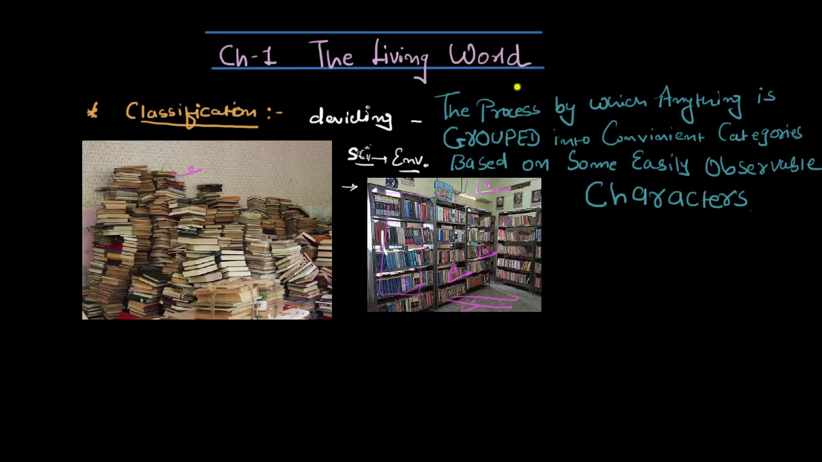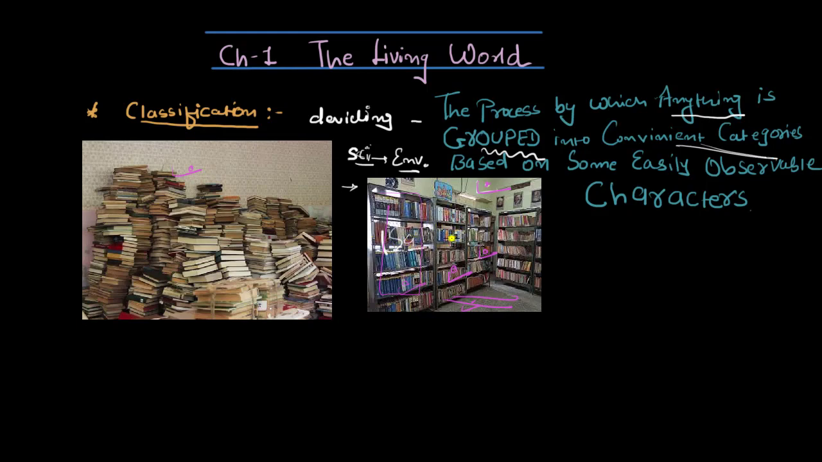The process by which anything is grouped into convenient categories. Here, of course, we are going to divide the living things. What do we mean by convenient categories? Whatever is visible for you, whatever thing is convenient for you, you are going to group it in that way. For example, here we have grouped by streams.